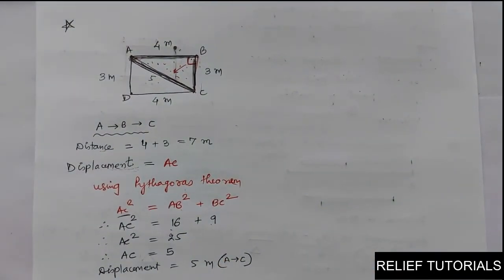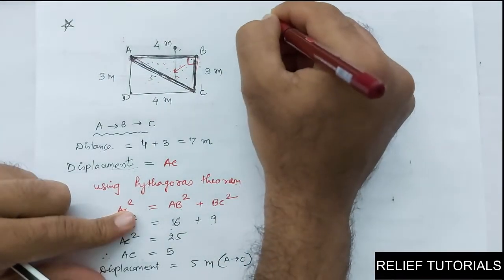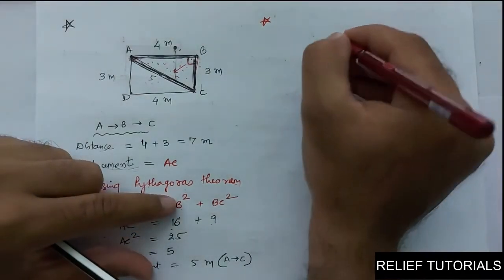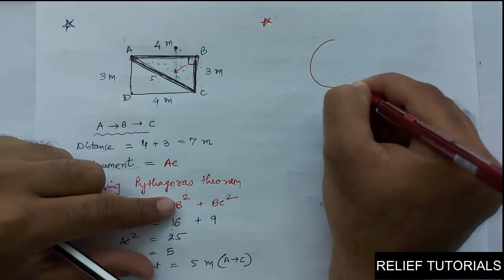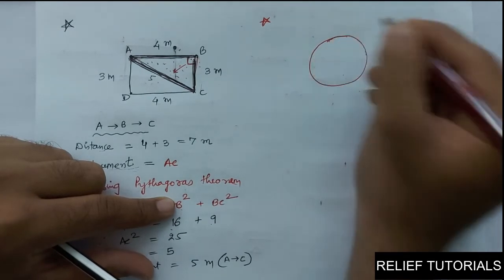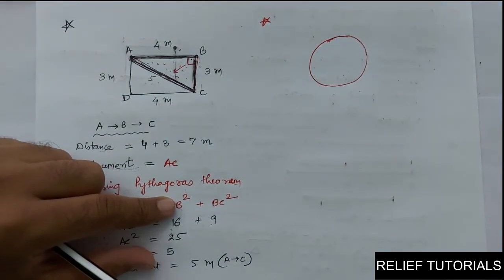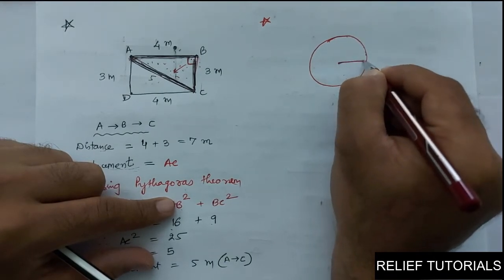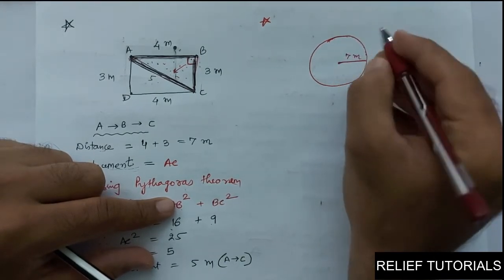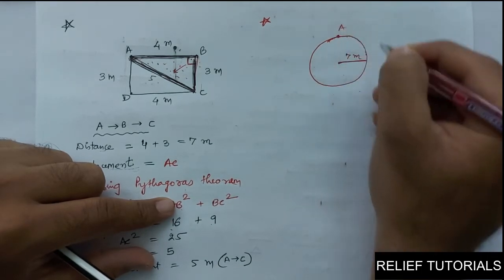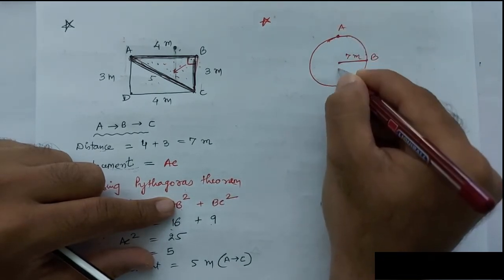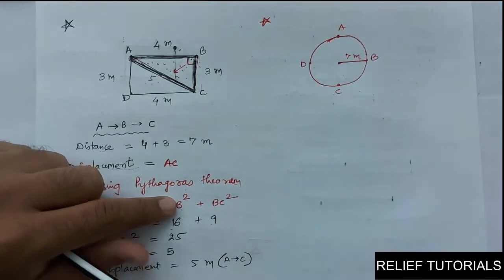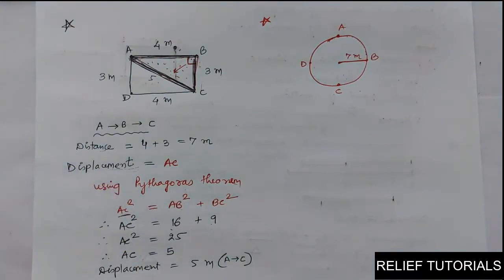One more example. Now, somewhat complicated. Let us consider this is a circular jogging track. The radius of this circular jogging track is 7 meter. This is point A. This is point B. This is point C. And this is point D. These are the four diametrically opposite points.